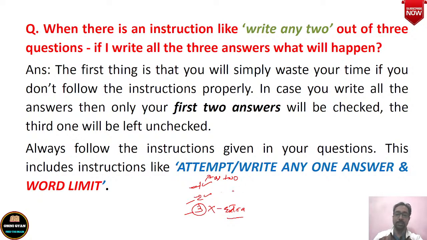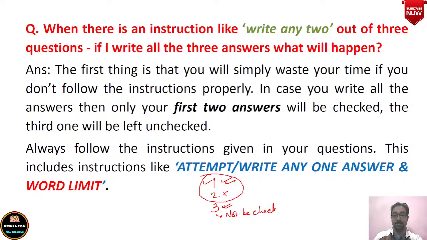Second disadvantage is, say you attempted all the questions. Say your answer number 1 is correct and answer number 3 is correct, but answer number 2 is wrong. In that case, again, only answer number 1 and 2 will be checked. The 3rd one will not be checked. Your 3rd answer is correct, but it will not be checked because this is the extra answer that you have written.